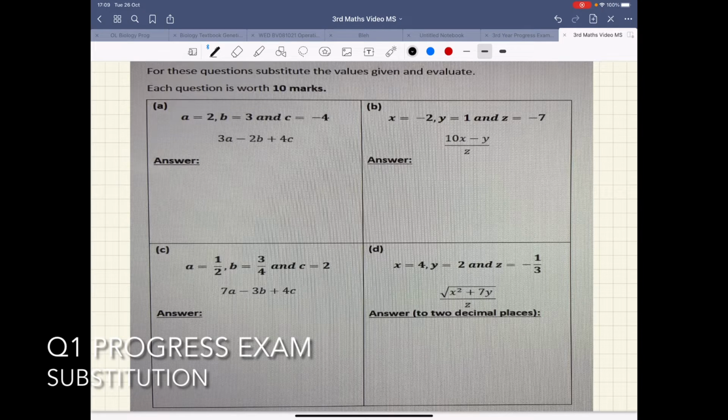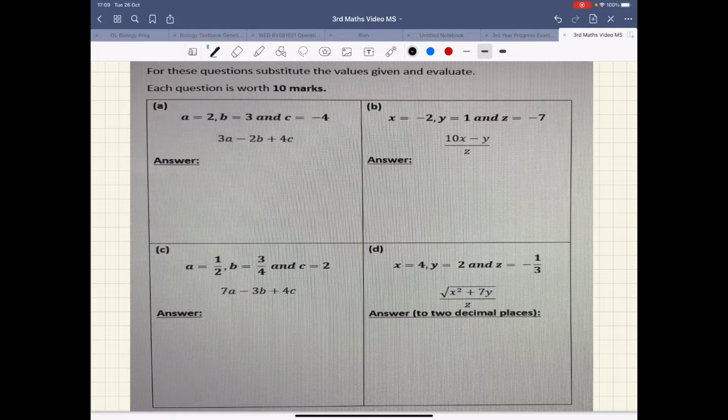Okay, so this was the first question of your progress exam, and it was a substitution question where it said, for each of these values given, make sure you substitute them in and evaluate your answer. So take part A here, the question says A is equal to 2, B is equal to 3, and C is equal to -4.